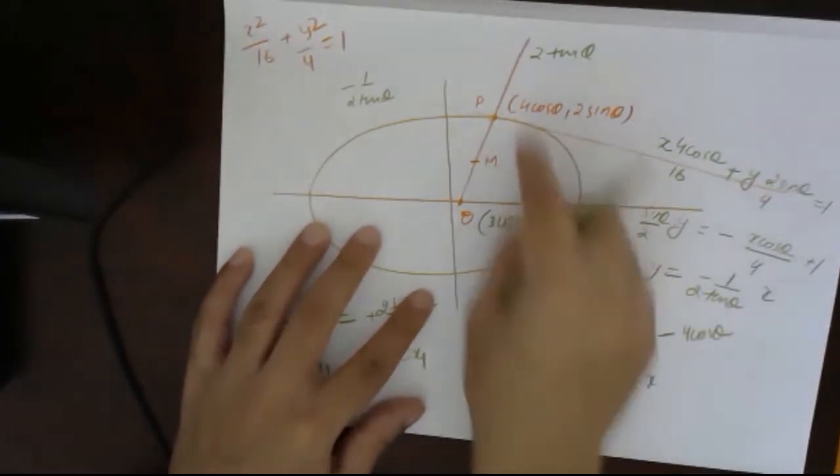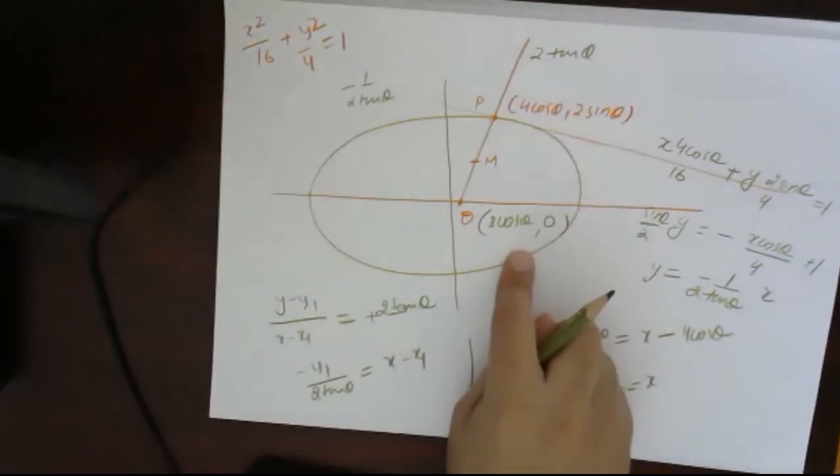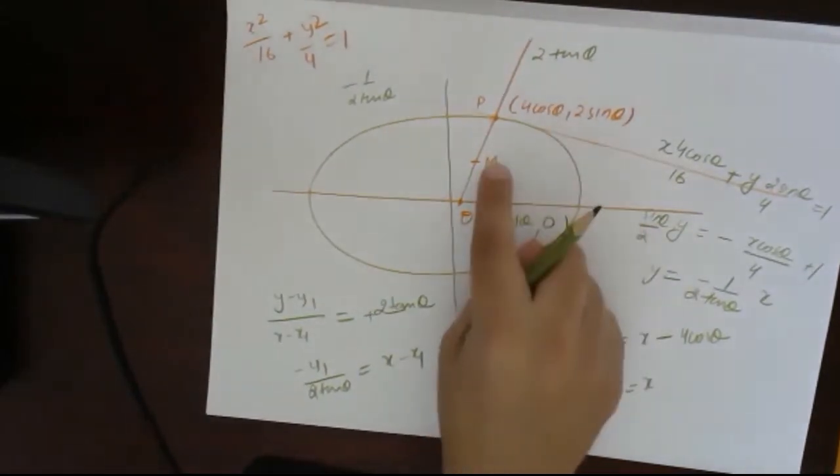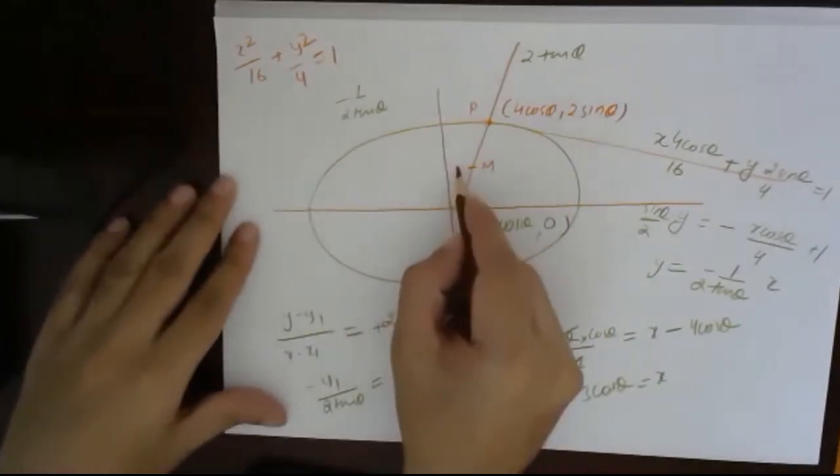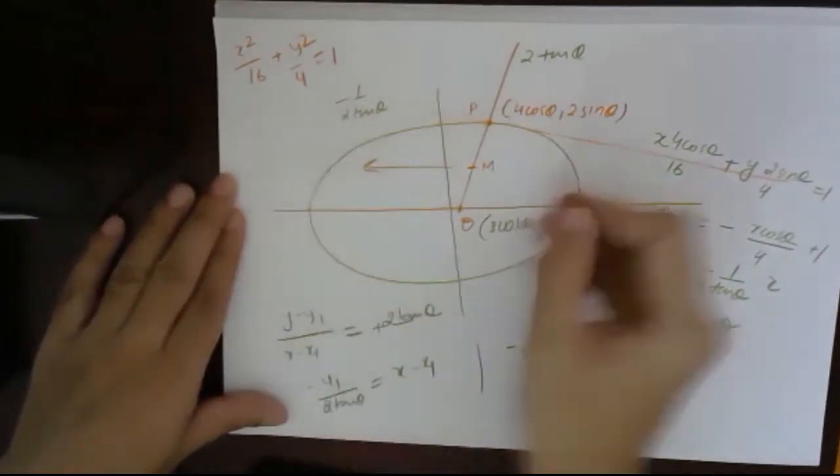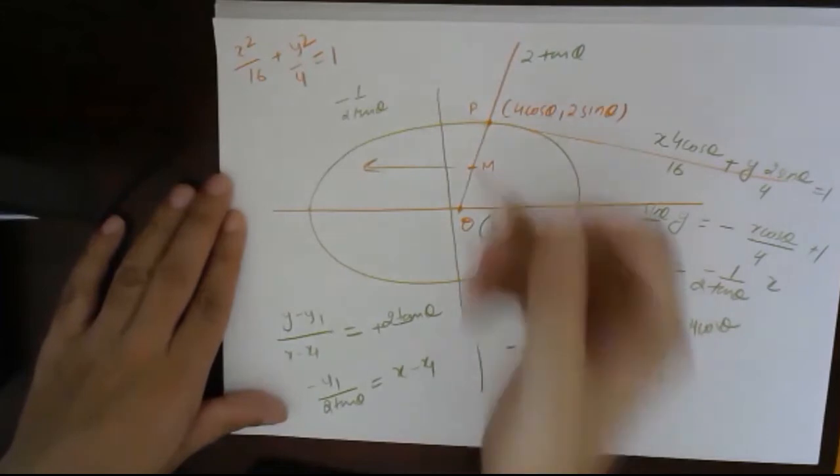If I have these 2 points, I can find the midpoint. So the midpoint will be nothing but a plus b by 2. So this is 4 cos theta plus 3 cos theta, 7 cos theta.